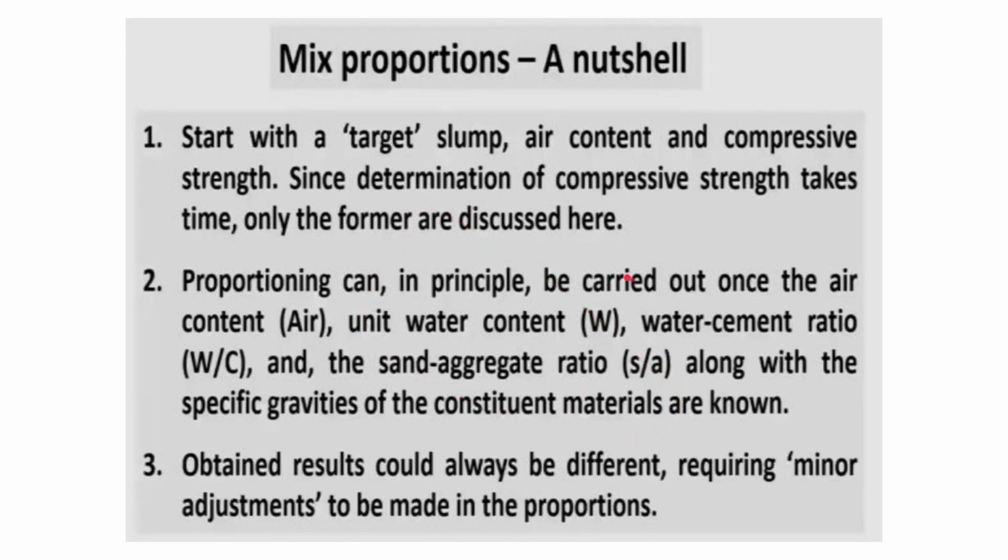Now let us in a nutshell review the rules for the mix proportion. Start with the target slump, air content, and compressive strength, and then carry forward the other parameters. Once the air content is known, the unit water content is found, then the water cement ratio, sand aggregate ratio, and using the specific gravities we convert from volume to weight as well as weight to volume. The obtained results could always be different because of the site conditions, and that's why minor adjustments are to be made in the proportions, which we shall see now.